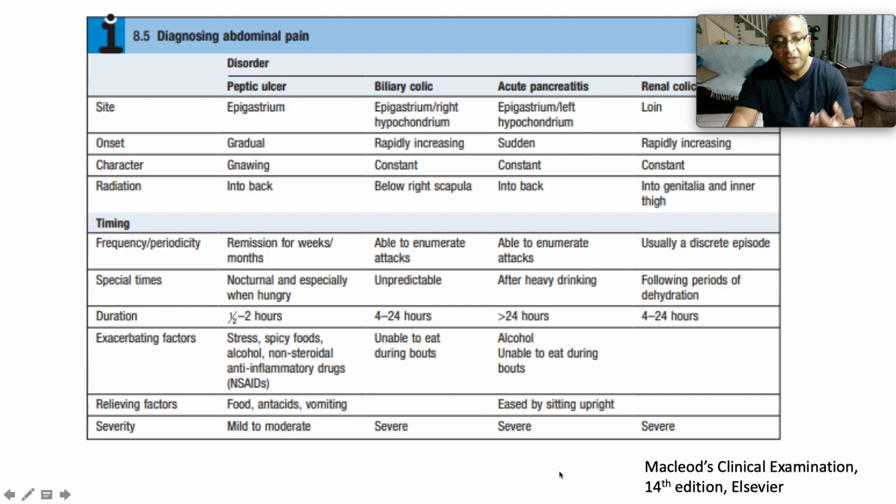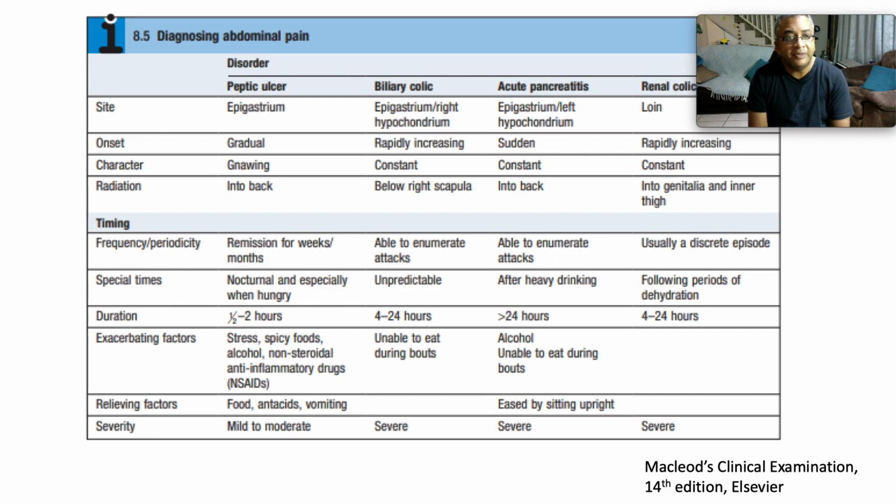Exacerbating factors for the pain of peptic ulcer are stress, spicy foods, alcohol, non-steroidals. Relieving factors are food, antacids, and vomiting, and severity can vary from mild to moderate. Remember that peptic ulcer can, of course, complicate, right, with GI bleeds, and with perforation giving rise to peritonitis. Biliary colic, on the other hand, often sits in the epigastrium or right hypochondrium.